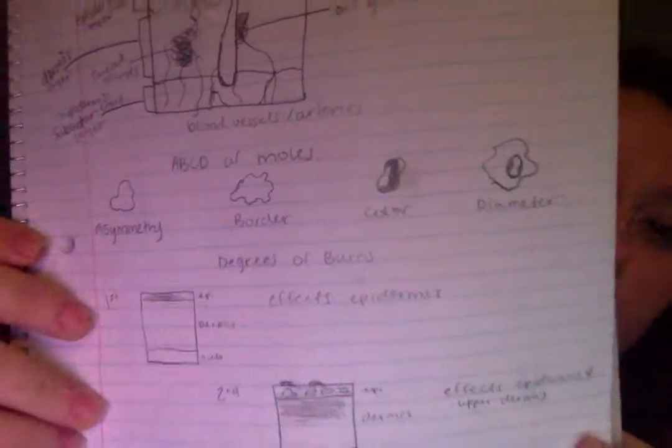And then going on to the degrees of burn. First degree, it's really not too serious. It heals pretty fast. It just affects the epidermis layer, so like a sunburn. And then second degree burns also cause pain and redness, but along with blisters. And this affects the epidermis layer and the upper dermis layer.